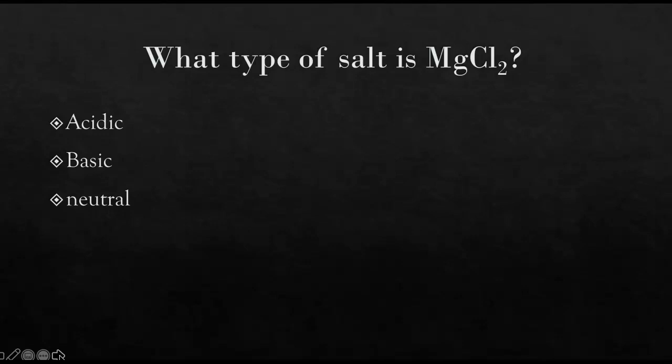magnesium. So that must have been magnesium hydroxide. And so the hydrogen must have come from my acid, which would be hydrochloric acid, to form this salt, magnesium chloride. Well, both magnesium hydroxide and hydrochloric acid are strong, and so this would make a neutral salt.